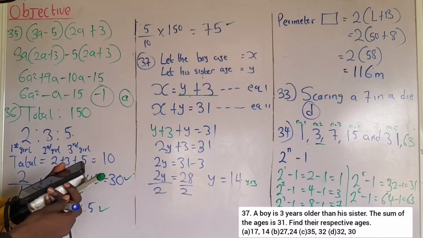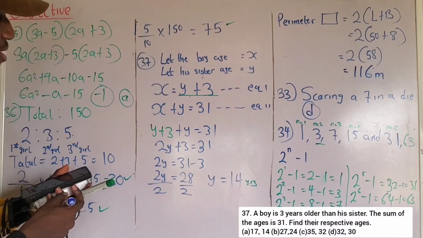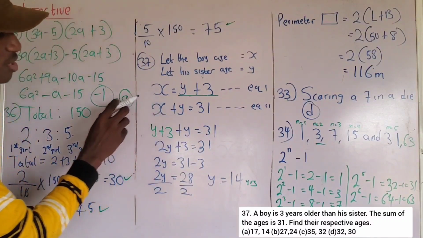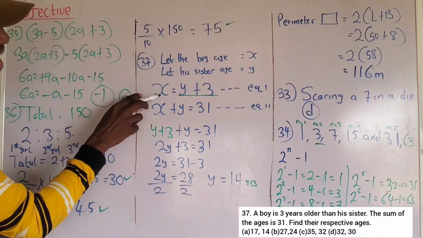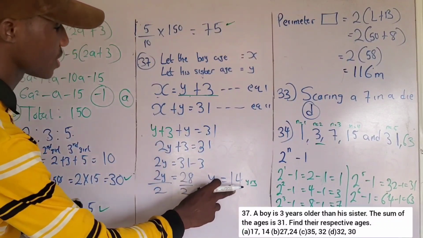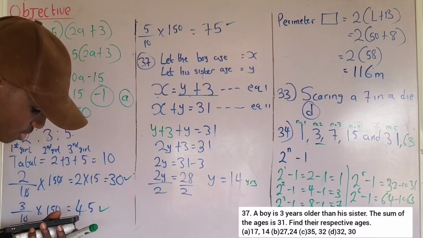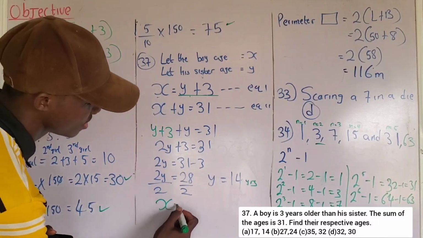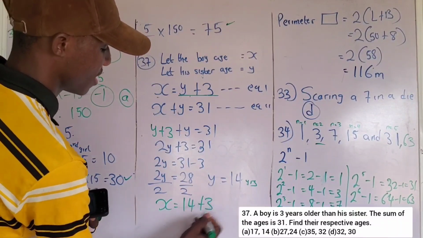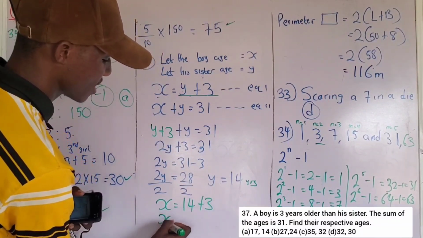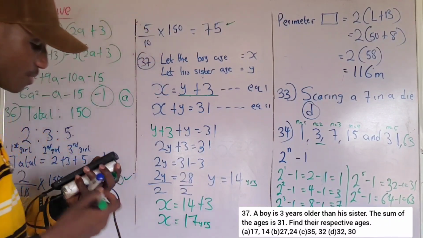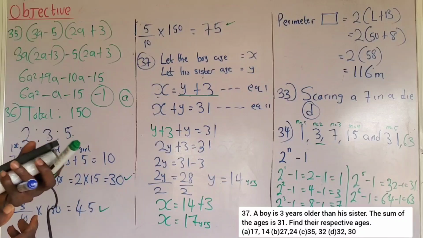You can see now, we can easily determine the age of the boy. Please pay attention: from equation 1, x, which is the age of the boy, is equals to y plus 3. And we've already gotten y as what? 14. So x is equals to 14 plus 3, that is 17. So the age of the boy is 17 years, while the age of the girl is 14 years.